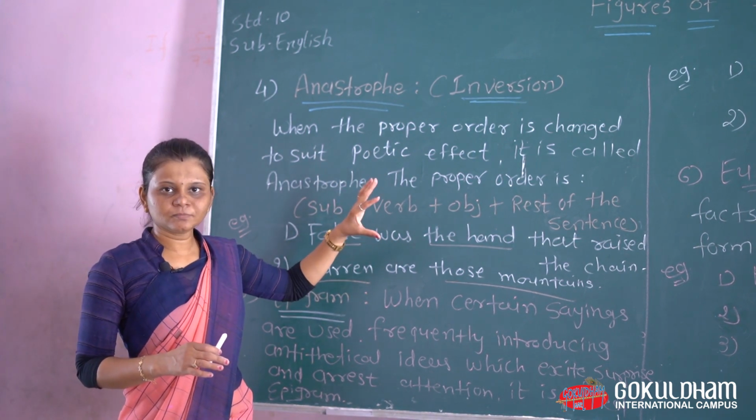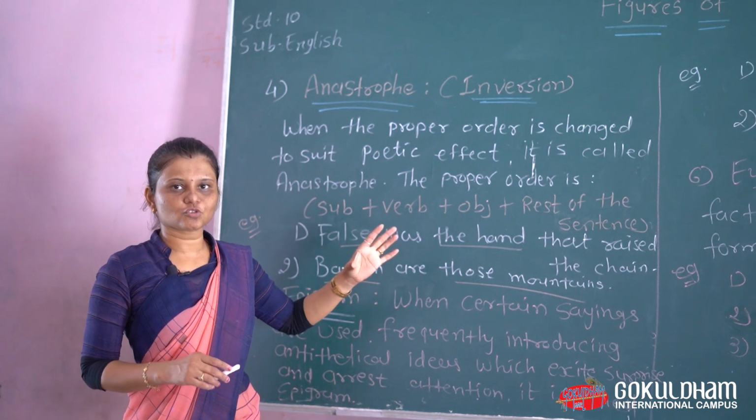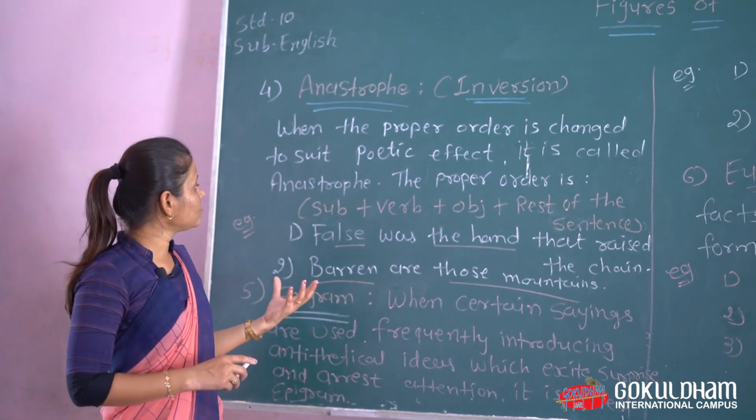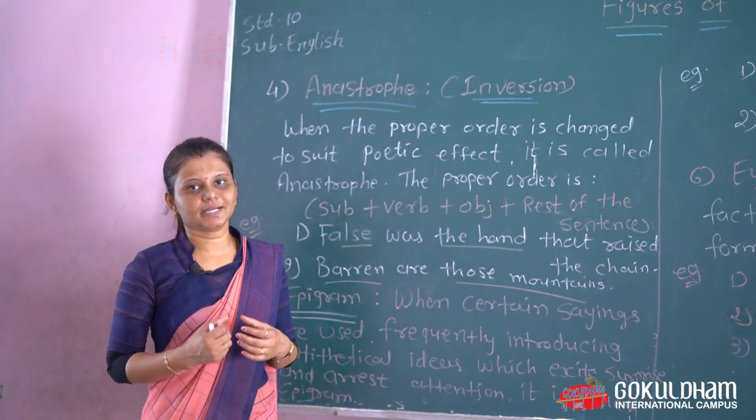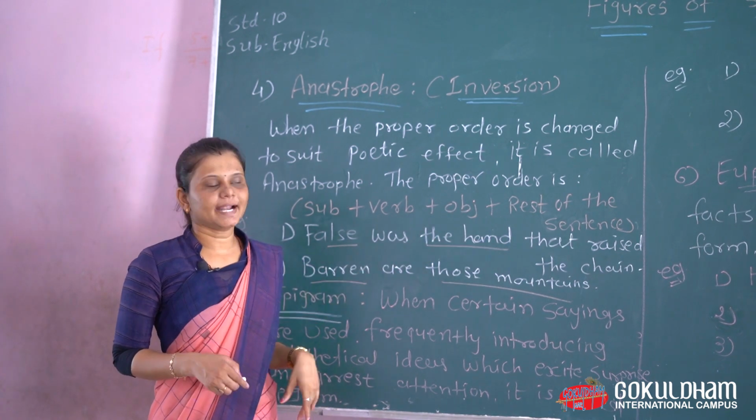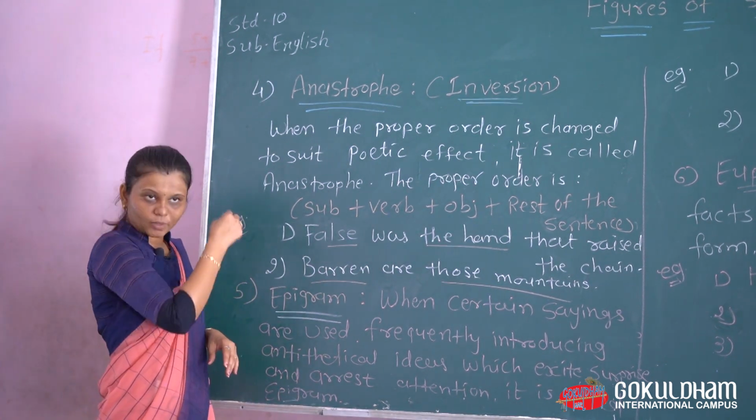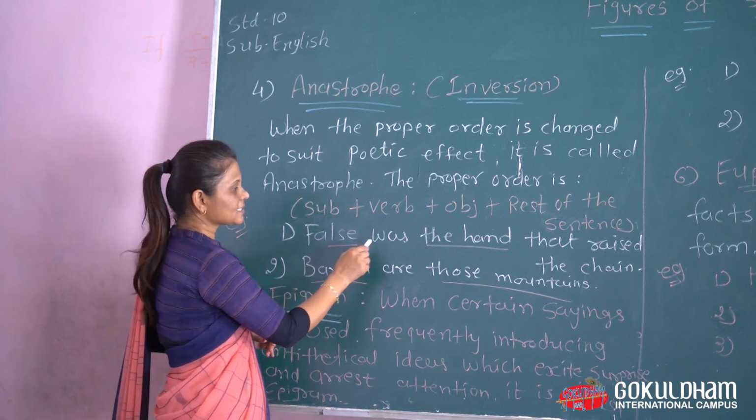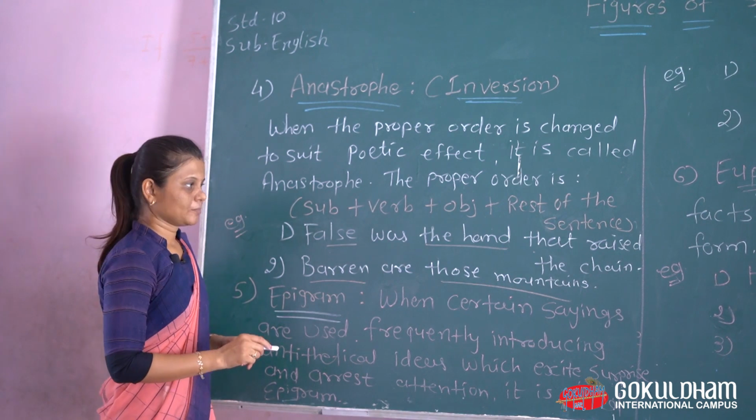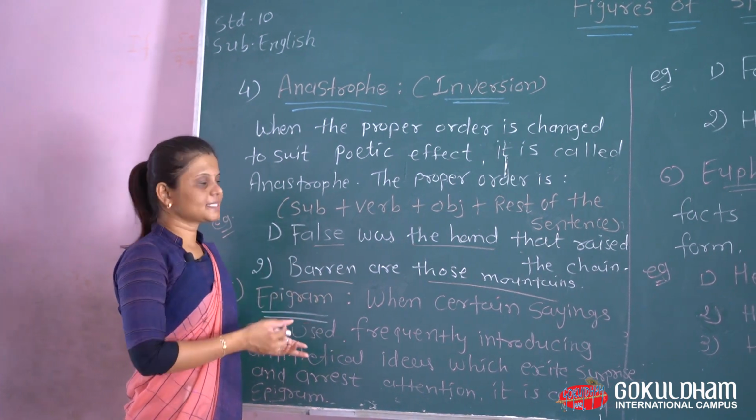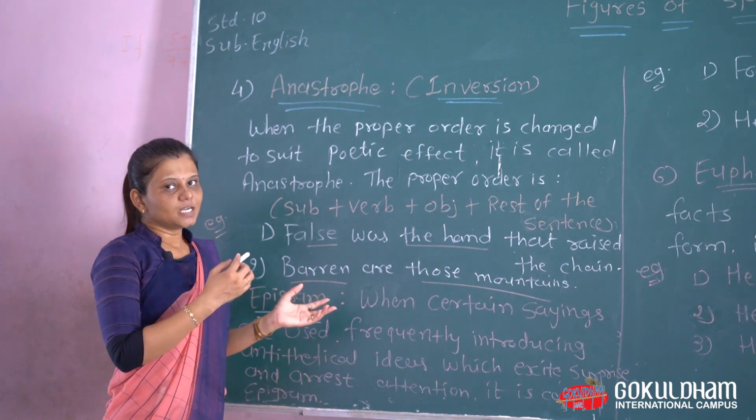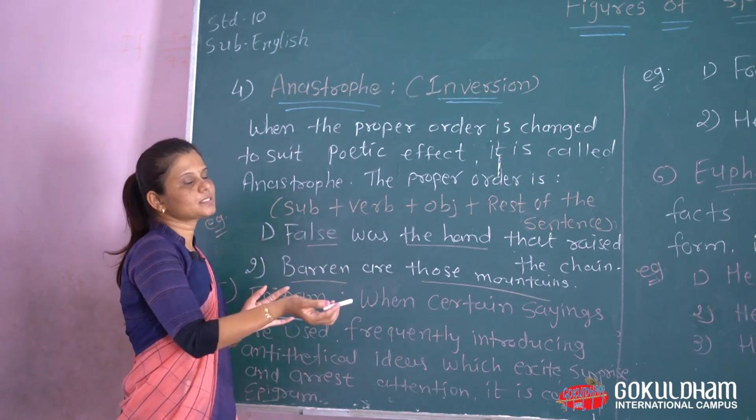Why do they use some words in a different order? Because to show its effect, or to be effective, or to show some proper charm of those words. That is why they do not follow the proper order of the sentence. Look at the examples. False was the hand that raised the chain. Now the proper order we can say is the hand was false that raised the chain. But here they change the words. False was the hand.